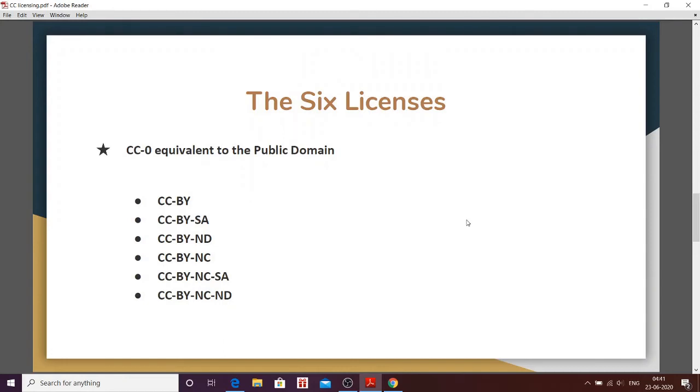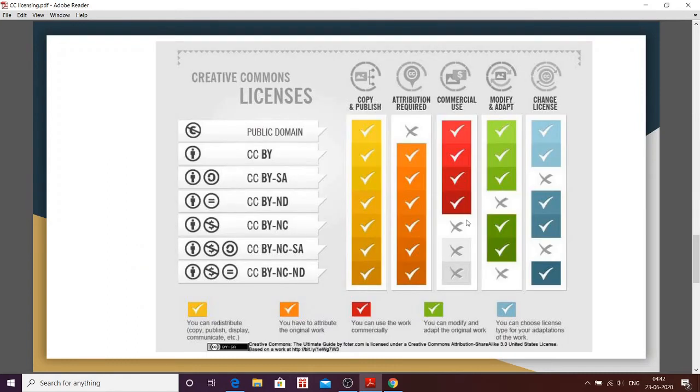So these are the 6 licenses that are normally given under Creative Commons attribution. CC0 is equivalent to the public domain, and then CC BY SA, CC BY ND, CC BY NC, CC BY NCSA, CC BY NCND. We'll see what these refer to. These are the different examples that are there.